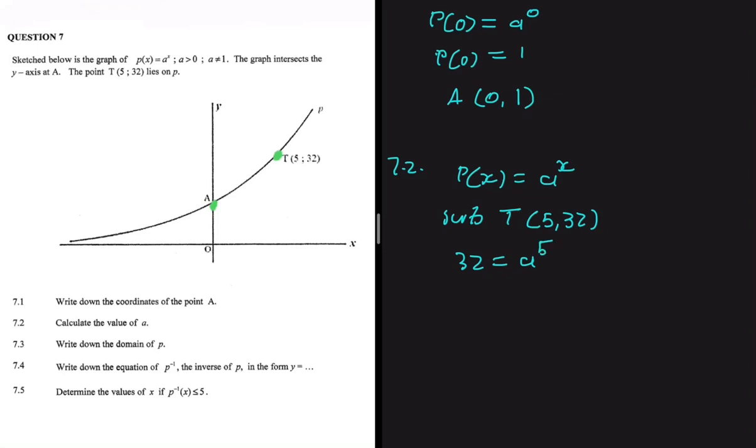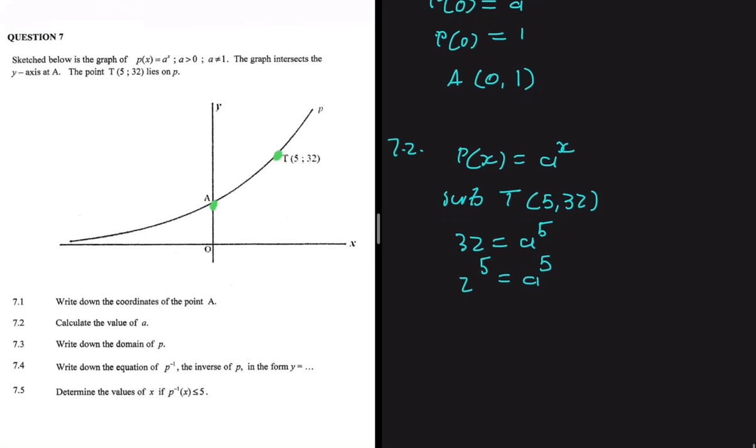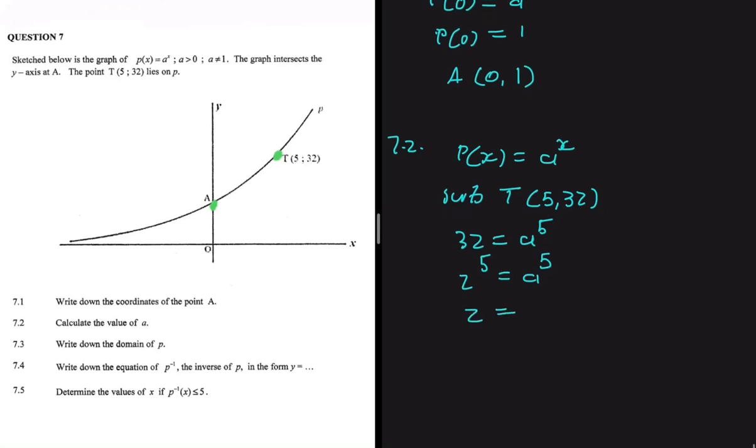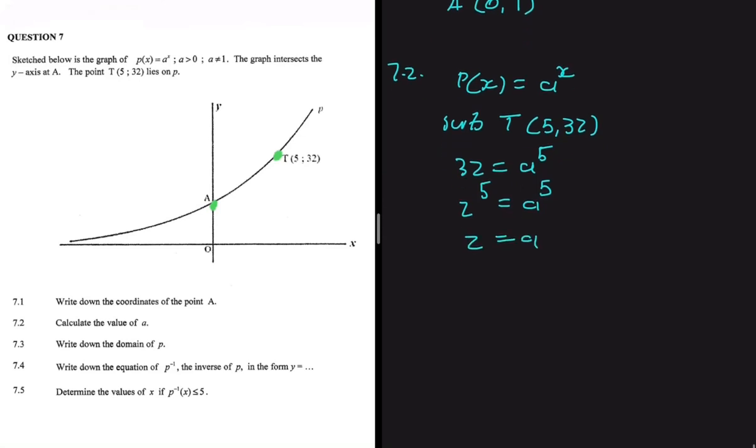So let's write 32 with the base of 2 and the power of 5. So we're going to have 2 to the power of 5 being equal to a to the power of 5, right? 2 to the power of 5 is just 32. So we can drop the exponents and equate the bases. So if we do that, we get 2 is equal to a, and then now we know that p of x is equal to 2 to the power x, right? And then we have determined the value of a.